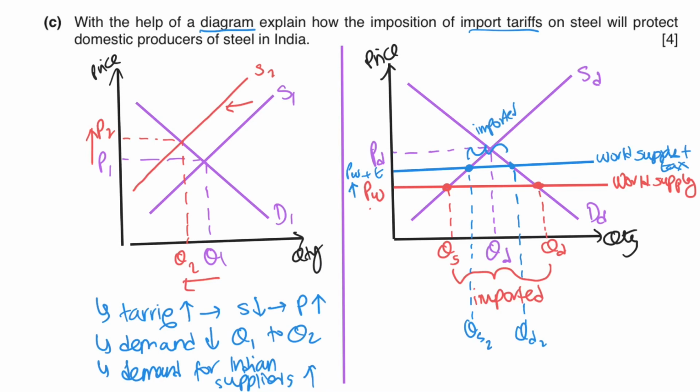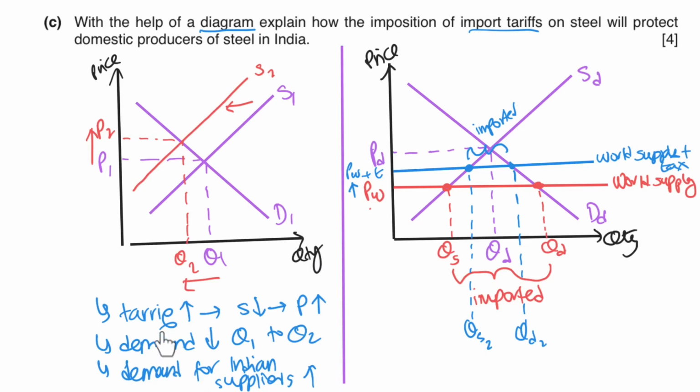Before it used to be this bigger amount, from this area. And now, because the government has driven up the price of imported steel, the only amount that we will import is the difference between QD2 and QS2.